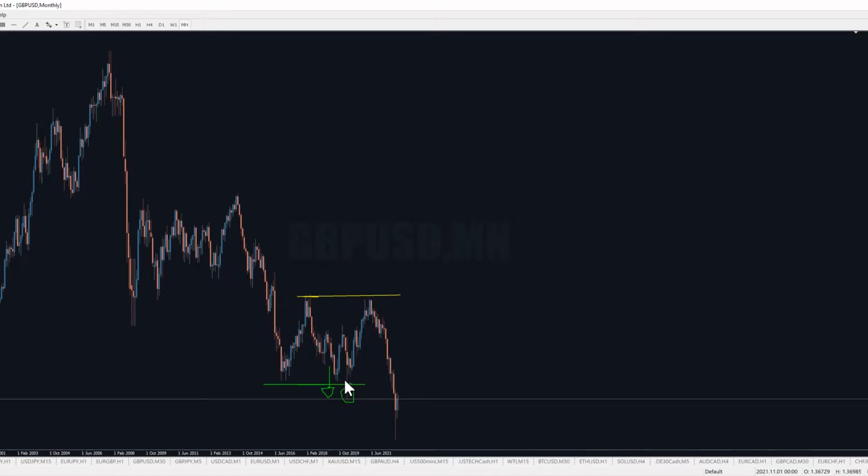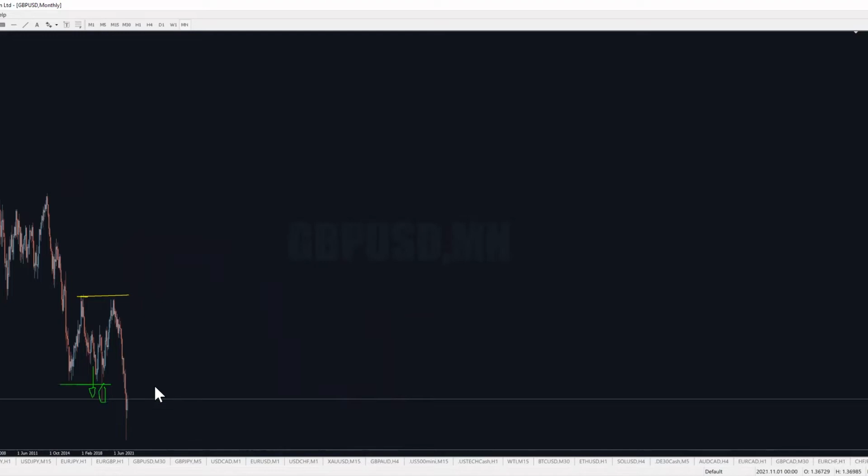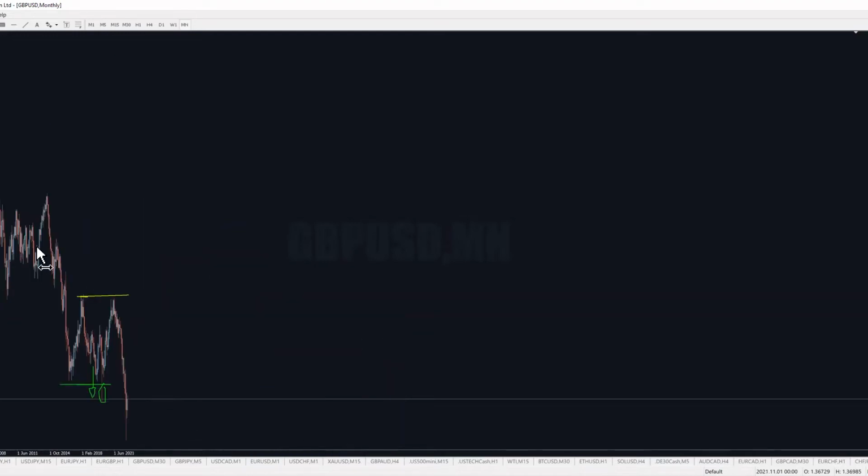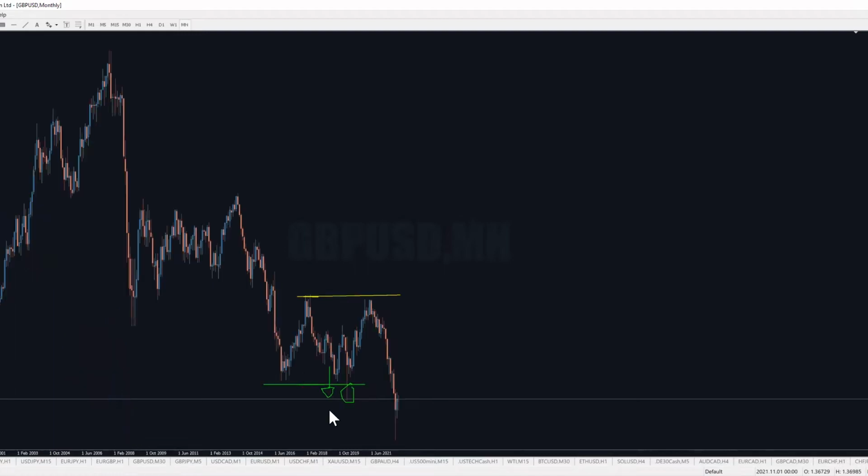So where is price coming from? Price just broke these lows. Where does price want to go next? Most likely to the next level of support or resistance. In this case, the next level of support, maybe. But we don't really have any data because the pound is reacting from, I don't know, a 30-year low from 85 or something like that. So we don't really have the data in this chart.